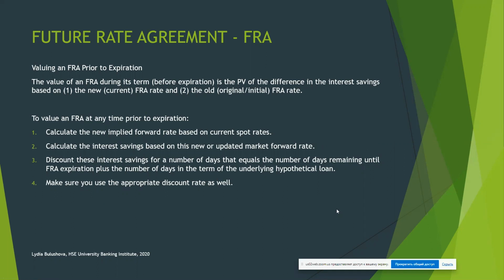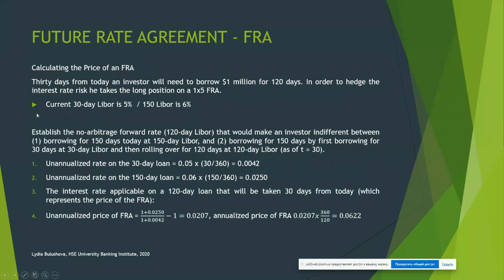So to value FRA at any time prior to expiration, we have to calculate the new forward rate. We have to calculate the interest savings based on the new or updated market forward rate. Then we discount for the number of days. So I think that these words are more difficult to understand than an example in numbers. So you can just use this slide to support this example.